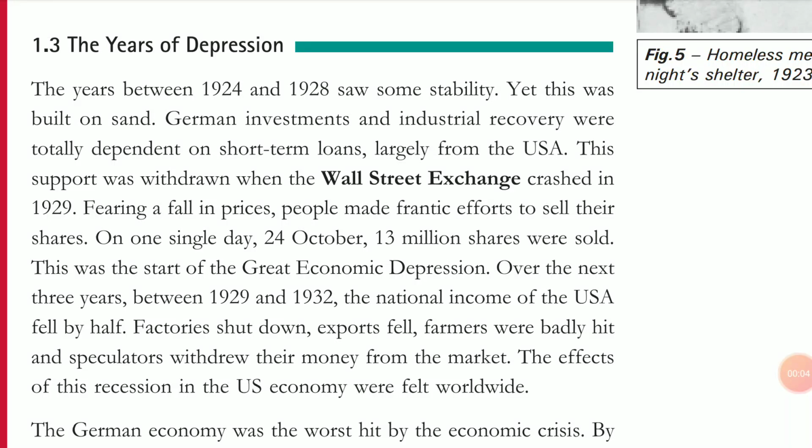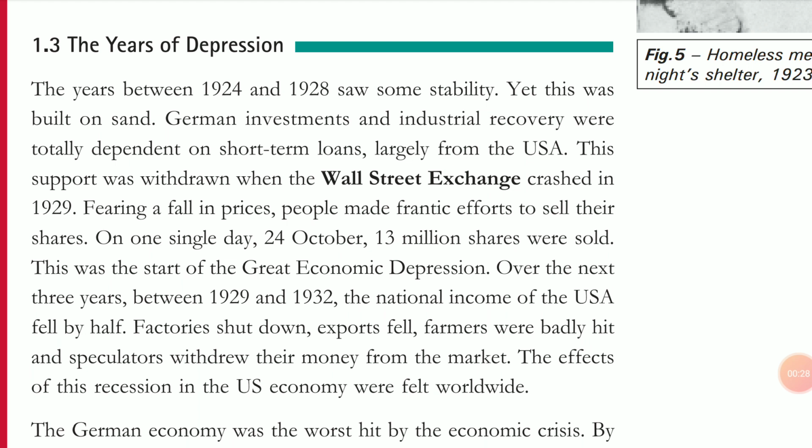So, today we are going to do topic 1.3, the years of depression. Basically, in this topic, you'll be reading how the economy of Germany started declining, how people started losing their jobs. From being employed, they turned to unemployed. All of a sudden, there was an increase in the population of unemployed youth.